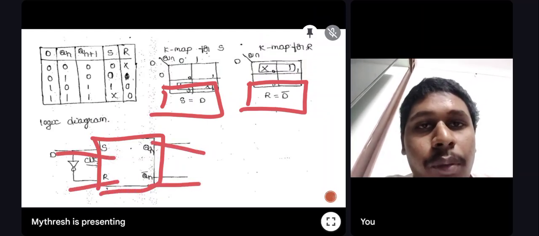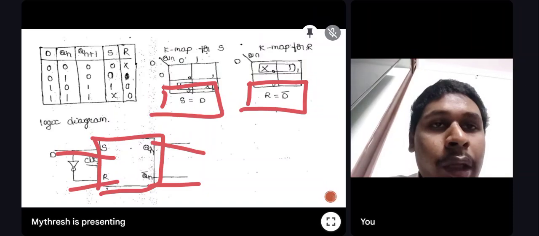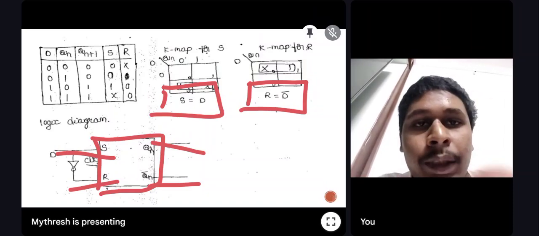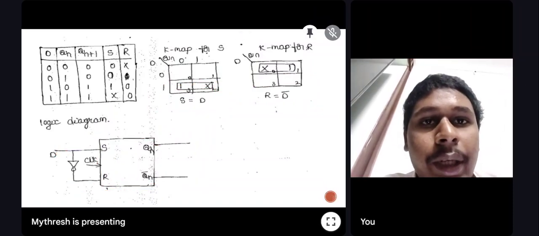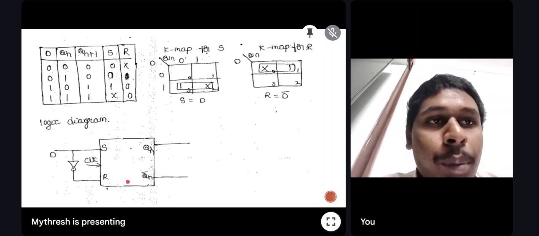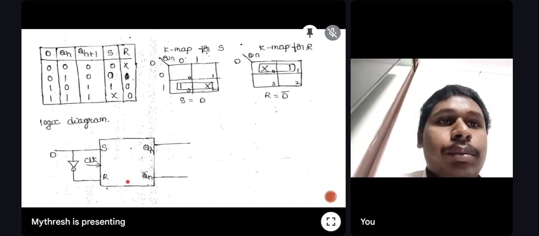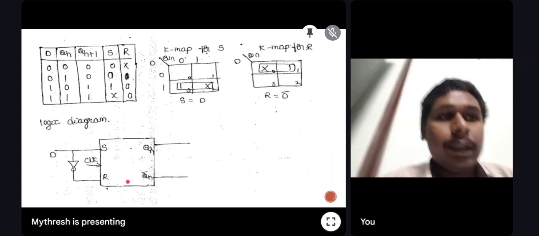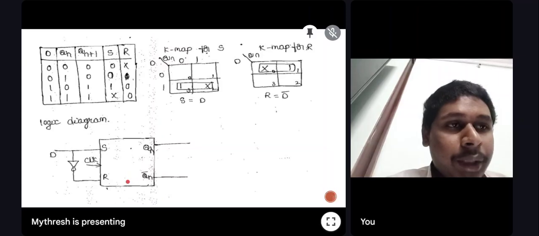From the SR flip-flop we have to convert into D, so apply this K-map we got. To S we have to connect D directly, and to R we have to connect D bar, so we will write a NOT gate. This is very simple, right? Isn't it? Let us practice another problem to understand it very clearly.